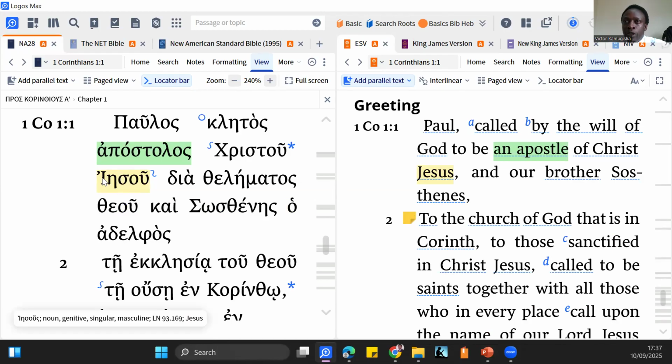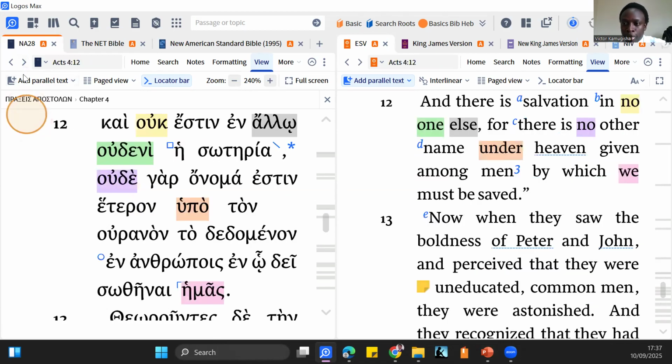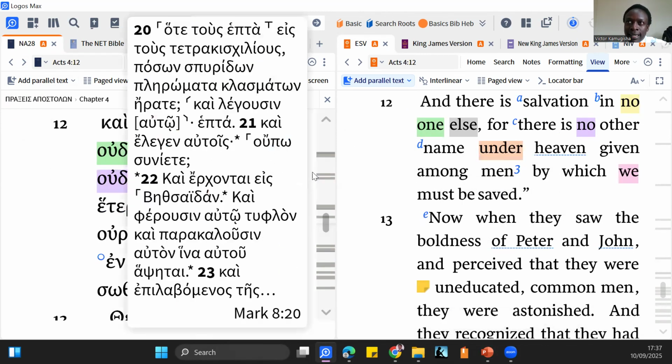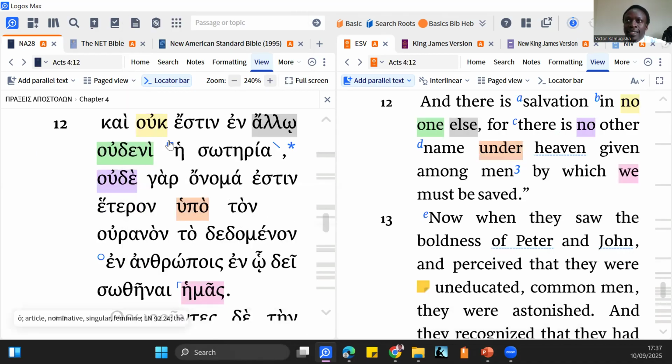So I just read it. I don't say Isu, I don't add an H sound, okay? In Acts chapter 4, verse 12: "And there is salvation in no one else, for there is no other name under heaven given among men by which we must be saved." So look at the letters, the words I've highlighted, okay?